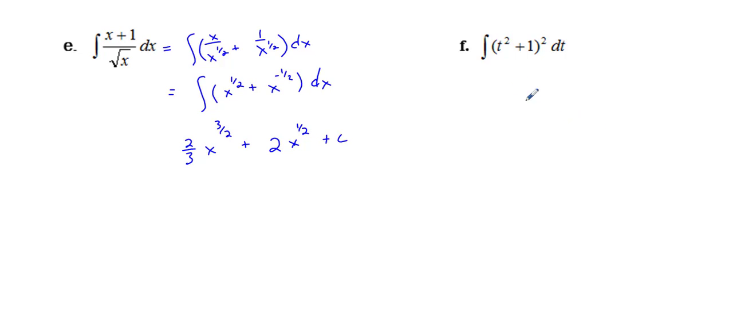Okay, part F. Yep, you have to multiply this out. There's no other way to do it, right now anyways. Actually, this one you couldn't use any tricks on. You have to multiply it out. Okay, squaring this binomial, that would be t to the 4th, 2 times t squared times 1, 1 squared, dt.